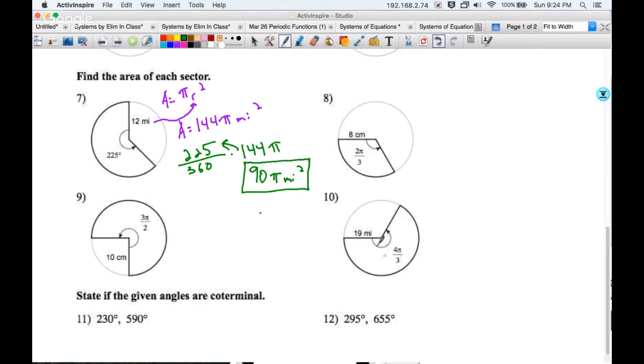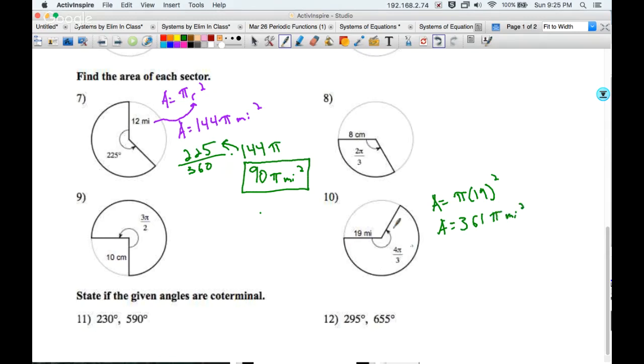So 90 pi square miles is our final answer. Let me try to pick one that's going to have us actually have to convert a fraction. We'll do number 10. So first, find the area of the whole circle. Area equals pi times 19 squared. Let me use my calculator on that real quick. 361. So the area equals 361 pi square miles.